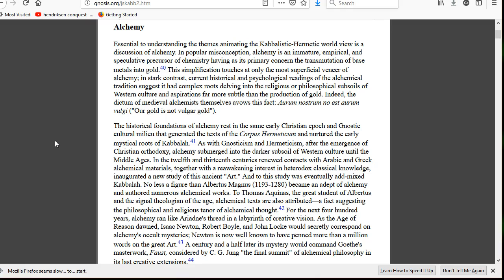So, all right, today, we're going to start with alchemy, and then go into Rosicrucianism, and we might get to Masonry. All of these things, I hope you're noticing, I noticed. And again, the link to the article will always be up on these videos. You can read this yourself. It is eye-opening.